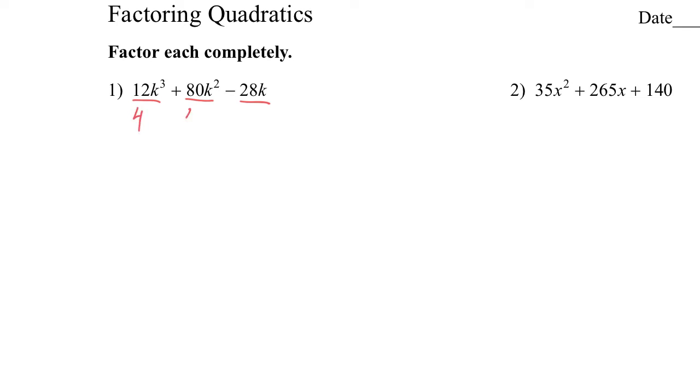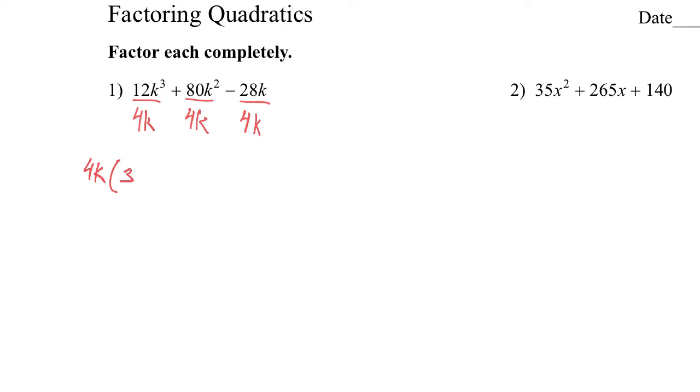So I'm going to divide them all by 4, but I'm also going to look at the letters. They all have a K, and if they all have that letter, you can take out at least as many as the smallest one. So I can take out a K because they all have 1K. So I'm going to put that 4K that I'm going to divide each piece by in front of the parentheses, and I'm going to divide it, and the result is going to go inside.